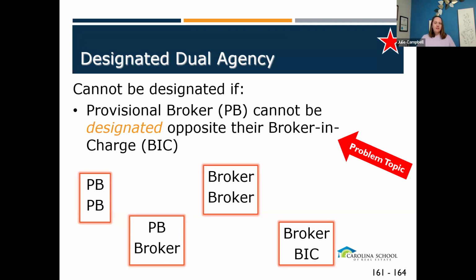Questions on this slide? Does that mean a provisional broker can't be designated at all? Is that what you mean? Nope. They can only not be designated opposite of their broker in charge. They can be designated opposite another PB. They can be designated opposite a full broker. They just can't be designated opposite of their BIC. Okay.